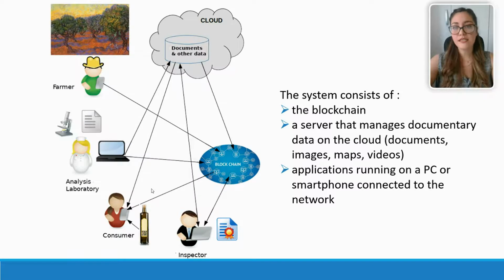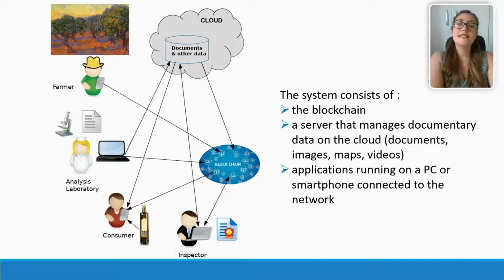In the figure, you can see the architecture of the system. As you can see, the system consists of the blockchain, in our case, the Ethereum one, and one or more servers that manage documentary data on the cloud, such as documents, images, maps, video, and so on, and which can also be the website of the consortium or of the farmer. And from applications running on devices obviously connected to the network.